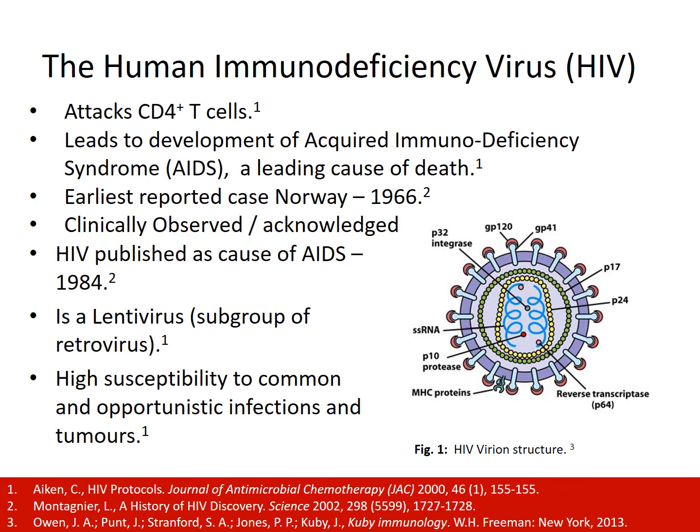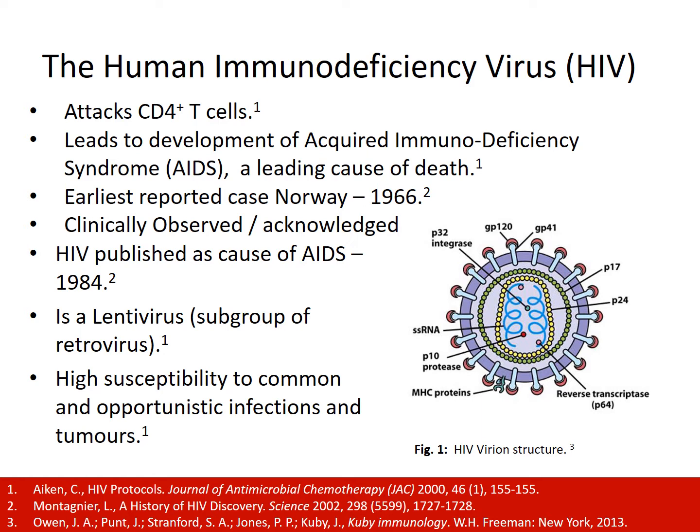As you may know, HIV is a leading cause of death. The virus attacks CD4 T cells and through this leads to the development of acquired immune deficiency syndrome, also known as AIDS. The earliest clinically reported case was in Norway during 1966. However, the first HIV-1 blood sample was collected in 1959 from a man in Kinshasa, the Democratic Republic of Congo. How he became infected is unknown, but it is commonly believed the virus evolved from the chimpanzee strain and was first acquired through the consumption of chimpanzee flesh.